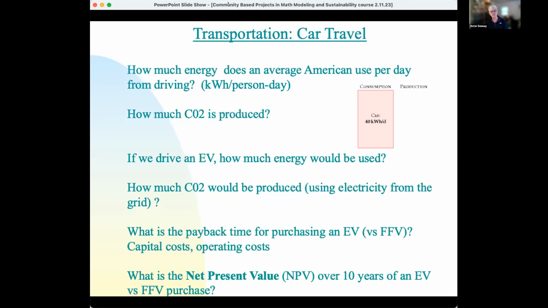And then a more sophisticated question is, what is the payback time for purchasing an EV versus a fossil fuel vehicle? Yesterday's New York Times had an article saying the initial cost now is almost equal when you factor in all the rebates. So it's annoying: these good math questions are now getting so simple that the answer is too simple. But they look at capital costs, operating costs, and then they also figure out the net present value, which is a more sophisticated version that businesses use.